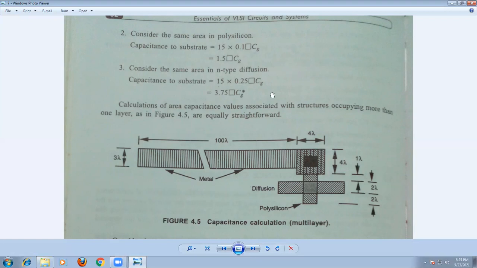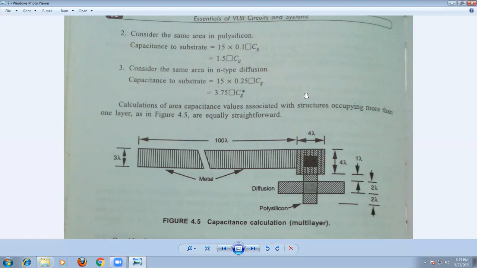These are the values. So like this, you can calculate the value of the layer. Once you know the relative value, very easily you can calculate the capacitance associated with this in terms of square Cg, right? That is the main thing you have to remember.